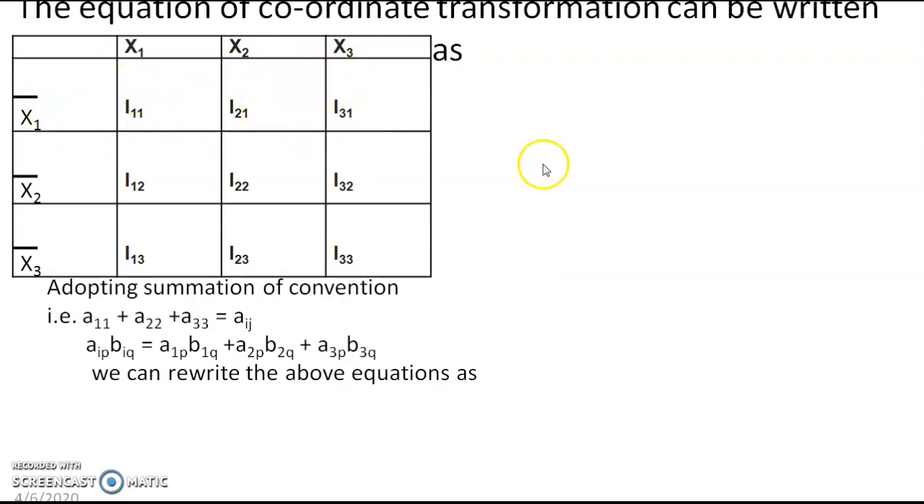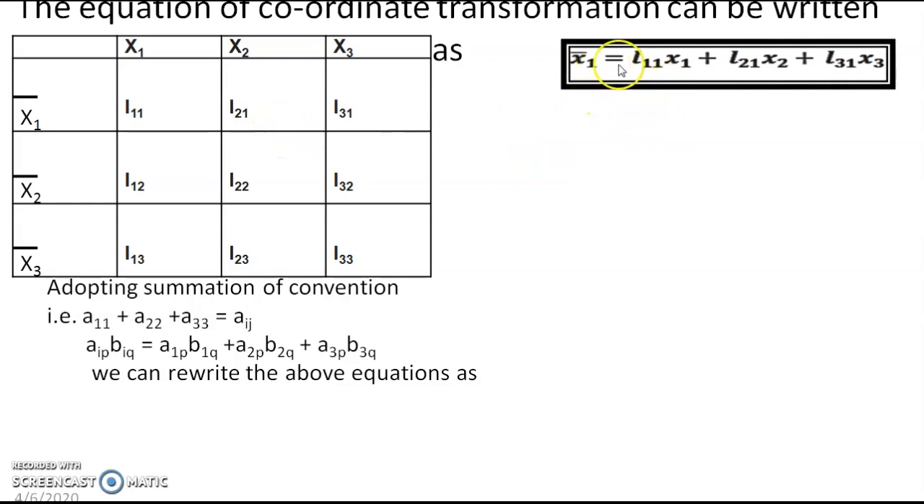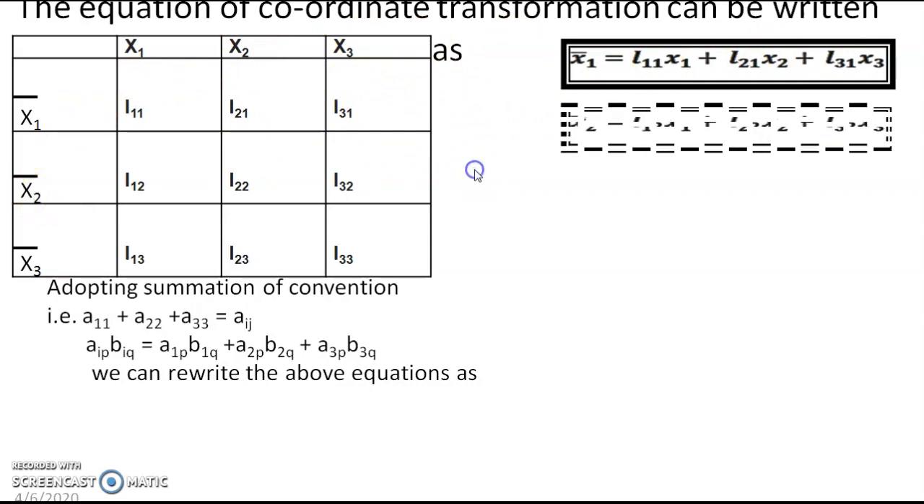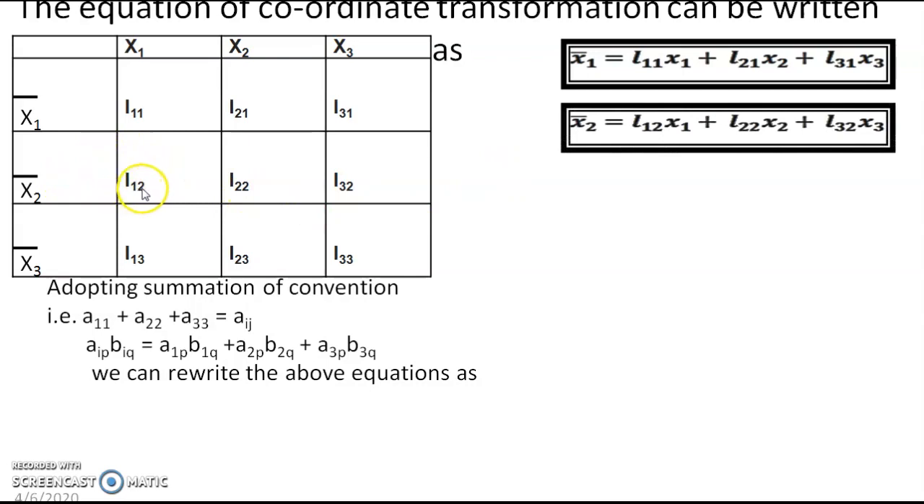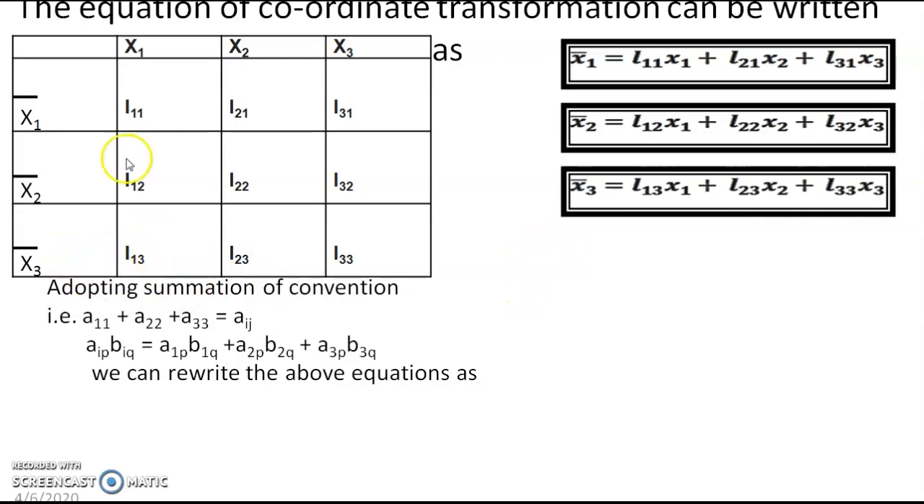This row will give the first equation as x1 bar equals L11 into x1 plus L21 into x2 plus L31 into x3. Okay, this is the first equation. For the second equation, x2 bar, similarly you'll get L12 into x1, L22 x2, L32 x3, like this. Similarly, we'll get the third equation also, for x1, x2, x3.